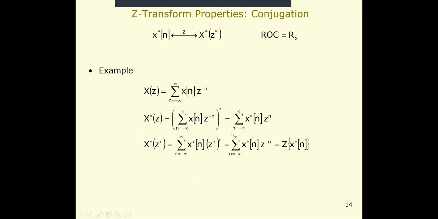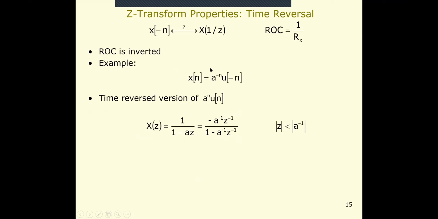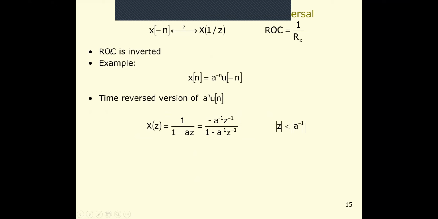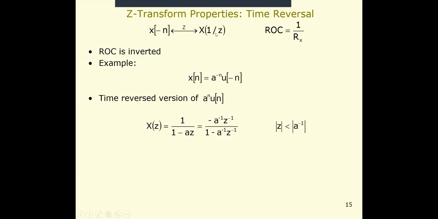Another important property will be the conjugate. For example, if you have a complex signal x conjugate of n, the z transformation will be X conjugate of z conjugate. Time reversal. As we have said, we have a reversal when we are talking about left-sided sequences, exactly like this example: x of minus n corresponds to X of 1 over z. So every z will be replaced by what? By 1 over z.